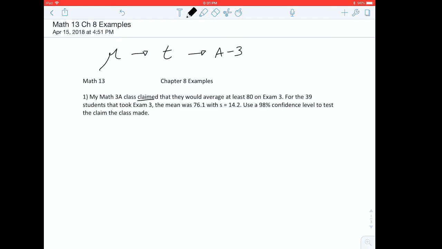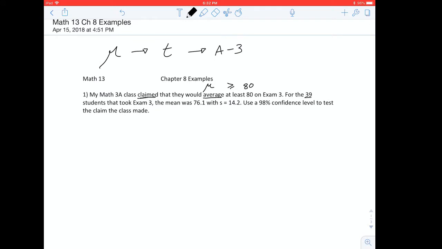So with this one, the class claimed the average, so that means mu. At least means bigger than or equal to 80. Next, what I do is write down the sample information. So n is equal to 39 students. The mean x bar is 76.1 and s is 14.2. Then write down the claim. The mean is at least 80.